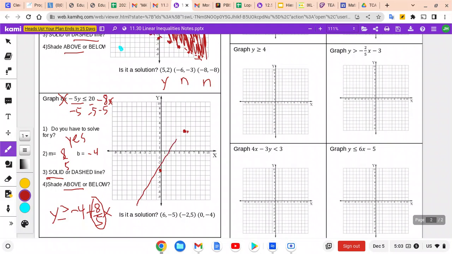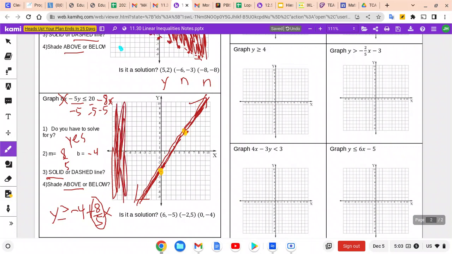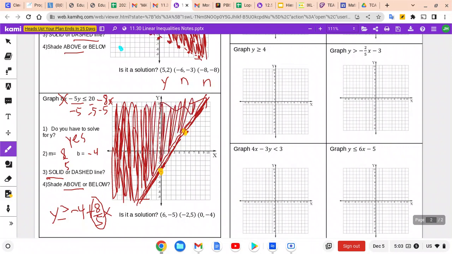Let's see how well I can freehand this. All right, this wasn't perfect. I'm going to make, since I'm making a thicker line, if you're doing this on paper, you can take advantage of a ruler. But you get the gist. It's a solid line, and we said above the line. So we're shading all this in, like so. It doesn't have to be perfect. You get the gist, okay?